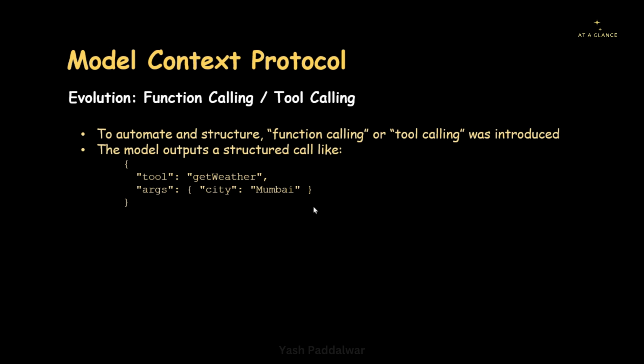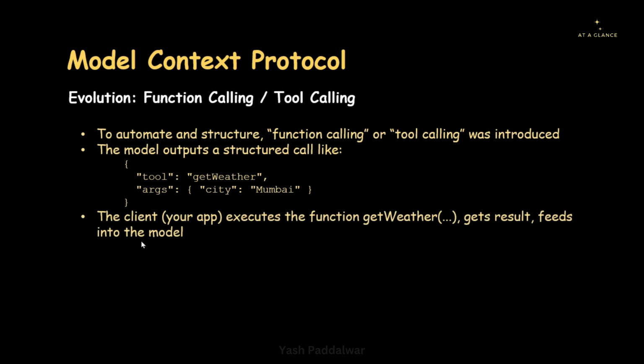Once this output comes from the LLM, this function get weather was triggered and executed at the backend, and whatever output that function gives was then brought back to the LLM for further processing. Now, what happens exactly? The client, in this case the application, executes the function get weather, gets the result, and then feeds it into the model. That is what I already said. This is better than copy pasting everything manually. Yes, obviously, this is a much better approach than the previous one.